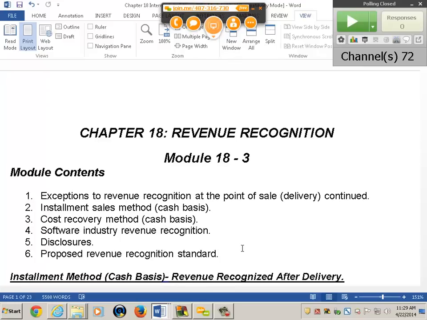It is a cash basis method, meaning that you have to recognize revenue only when cash is collected, and here the proportion of profit you recognize is equal to the gross profit margin.